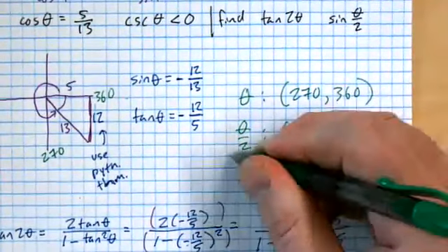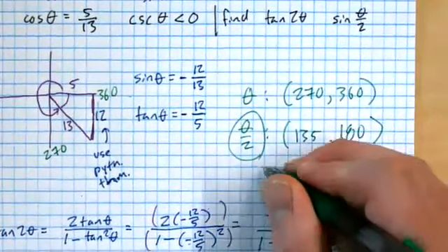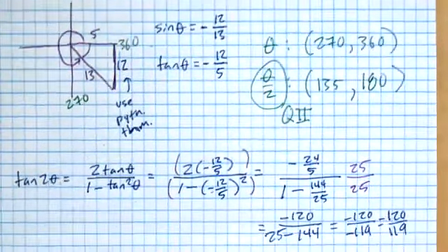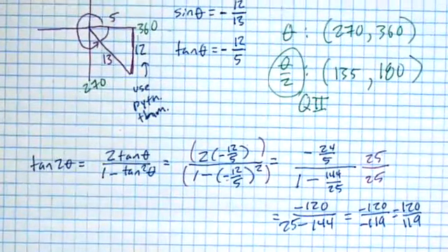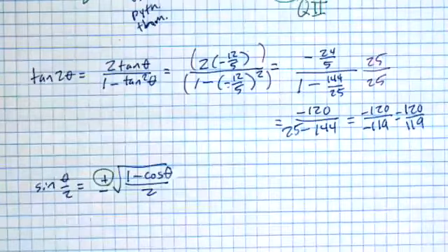What quadrant is theta over 2 in? If it's between 135 and 180, what quadrant is it in? That's in quadrant 2. Right? So is sine going to be positive or negative in quadrant 2? Sine is positive, and so my answer is going to be positive here.